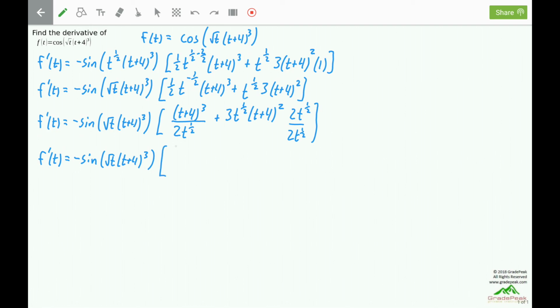times. Now what we have is a (t plus 4) cubed plus, now when we go and multiply this numerator out, I'm going to multiply this stuff times this stuff. Now that 3 and that 2 can multiply to become a 6. And the t to the 1/2 and the t to the 1/2 can multiply. You add the exponents, 1/2 plus 1/2 is 1, so it'll just be t to the first power. And you also have the (t plus 4) squared. All of this is over that common denominator of 2t to the 1/2.